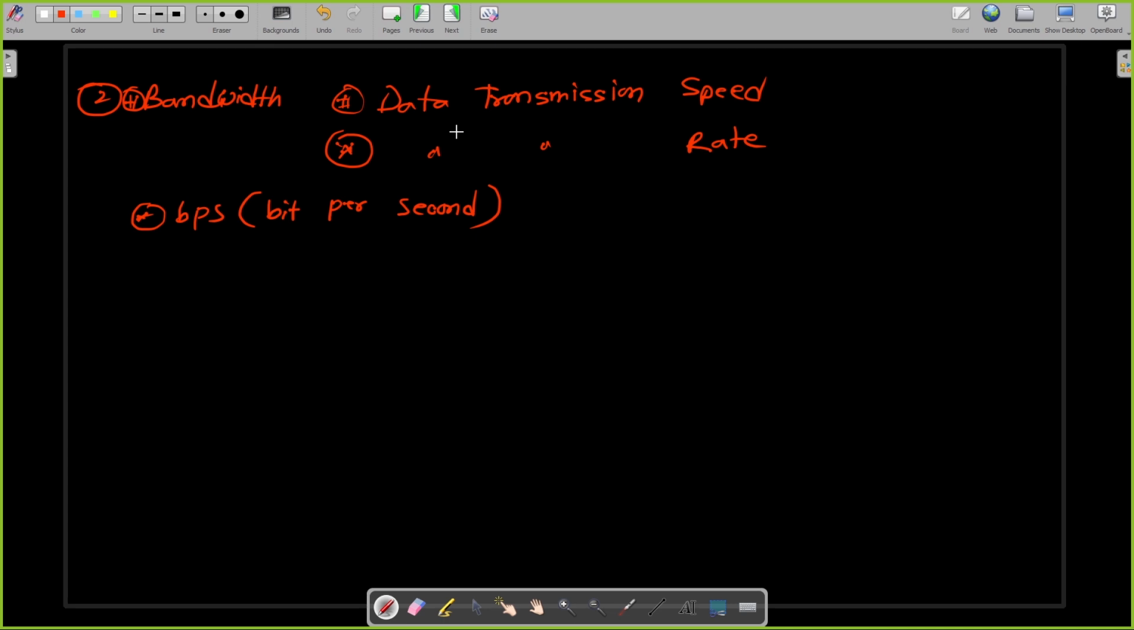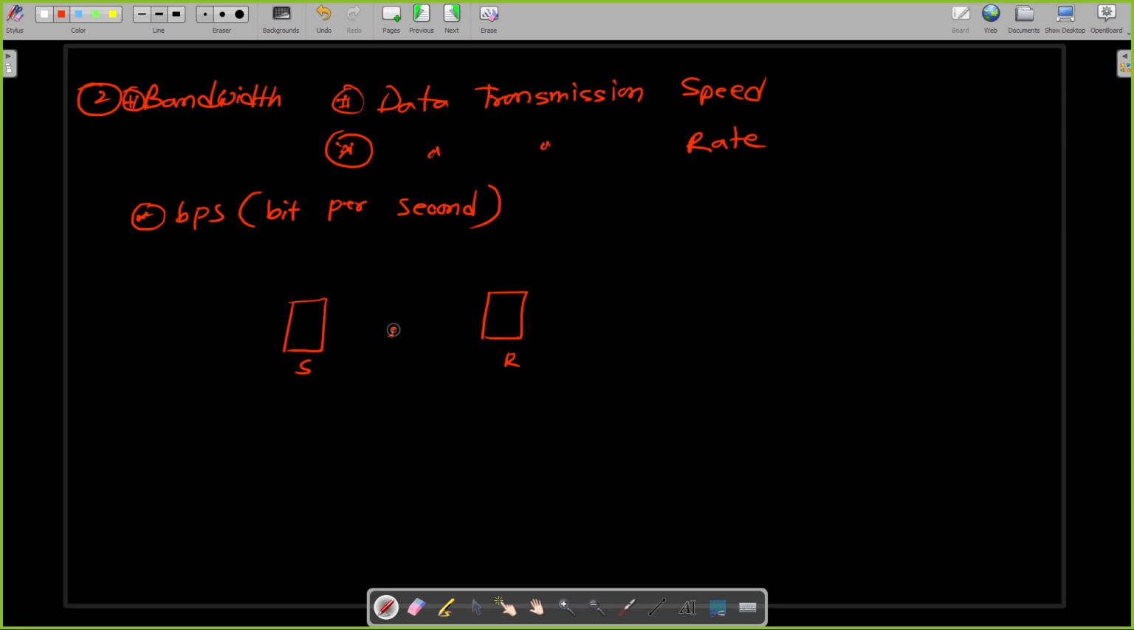Okay, so if you are asked for the definition of bandwidth, the definition of bandwidth is the same as data transmission speed and rate. So the definition should be, if you are transferring data from one device to another device, if we draw those devices, the sender station and the receiver station. Okay, now if you want to send the data from the sender station to the receiver station, how much data is transferred from one device to another device per second?